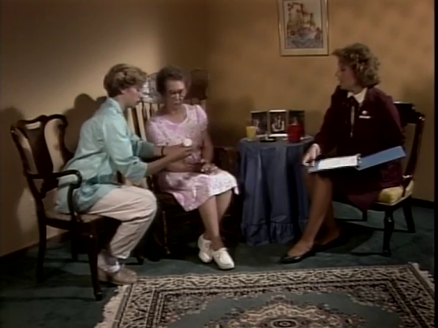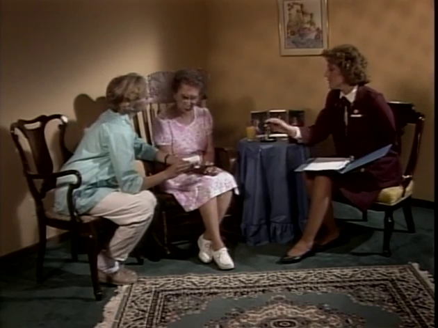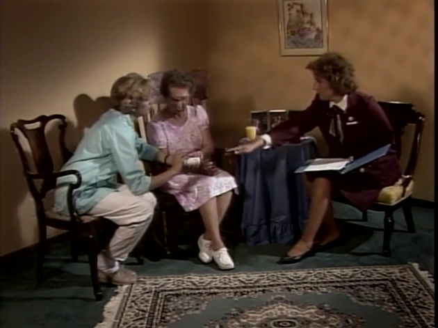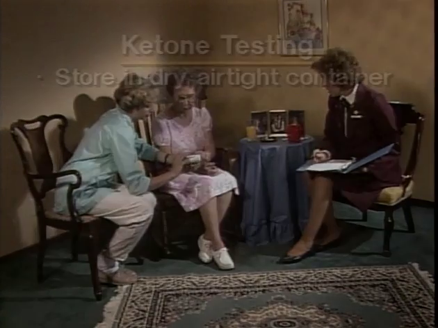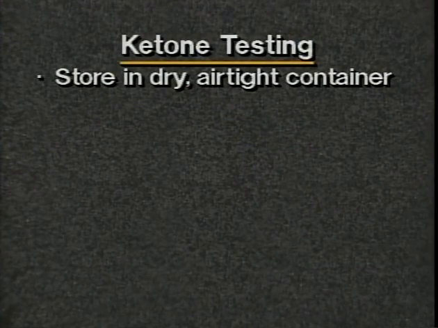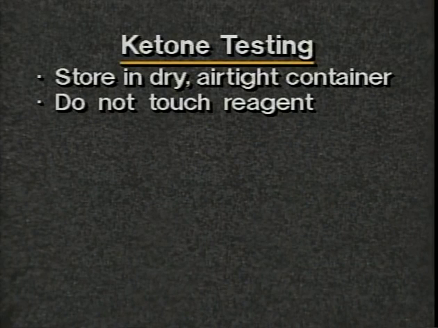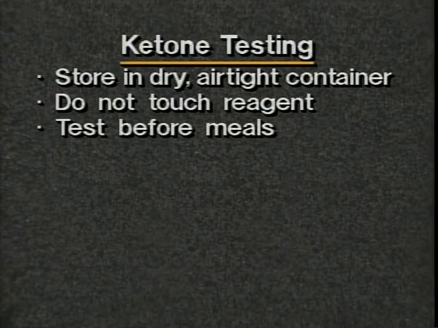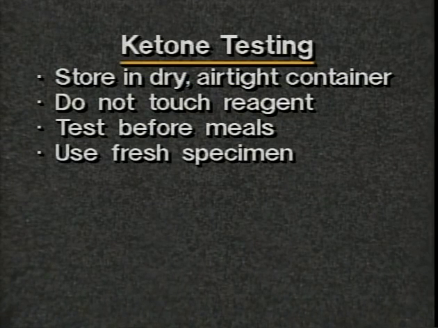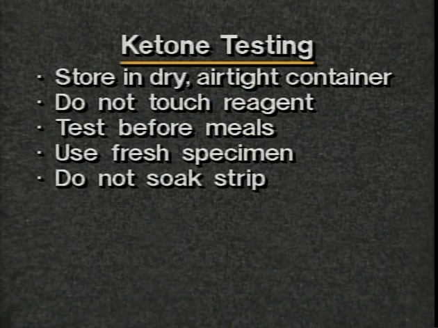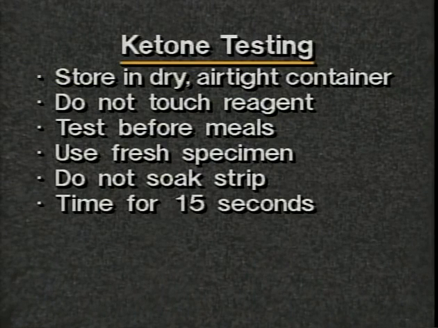Nancy assigned Jennifer to test a urine sample for ketones before meals. There are some important hints to remember when performing a ketone test. Store the test strips in a dry, airtight container. Do not touch the reagent or coated end of the strip. Always test before meals. Use a fresh urine sample, preferably a second voided specimen. Do not soak the strip in the urine. Wait 15 seconds. Time carefully.